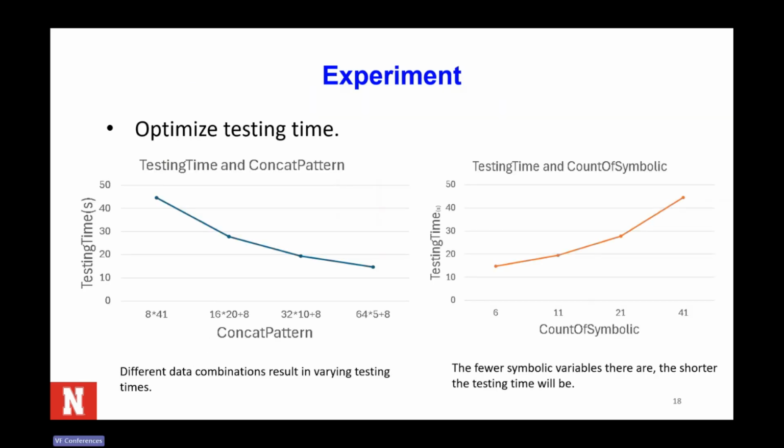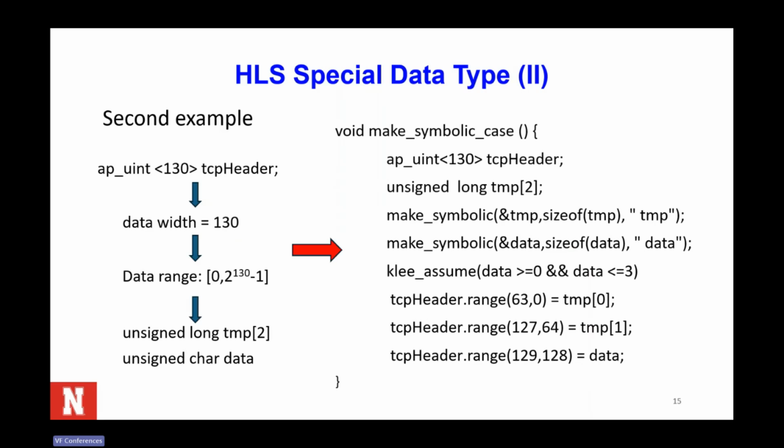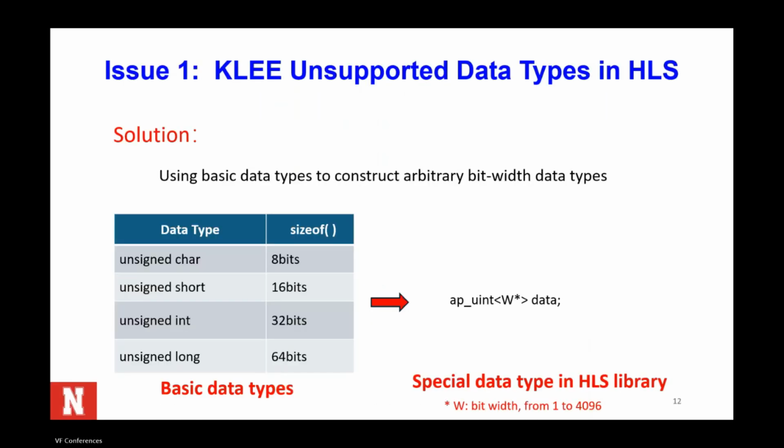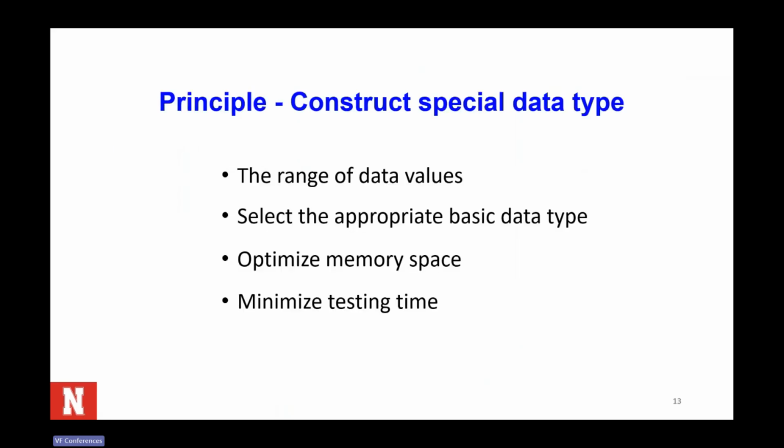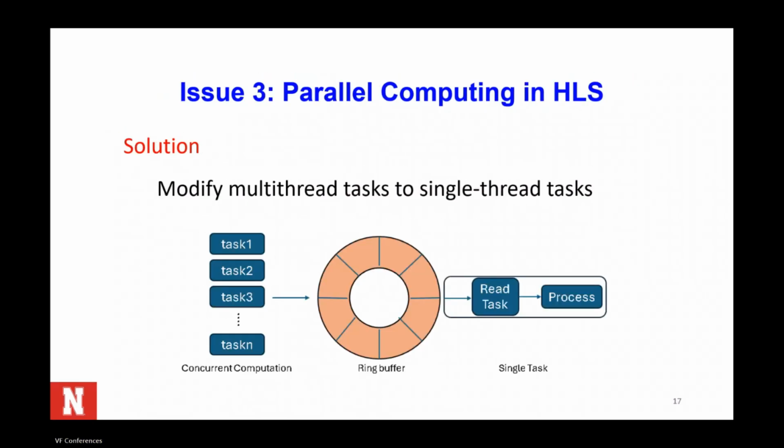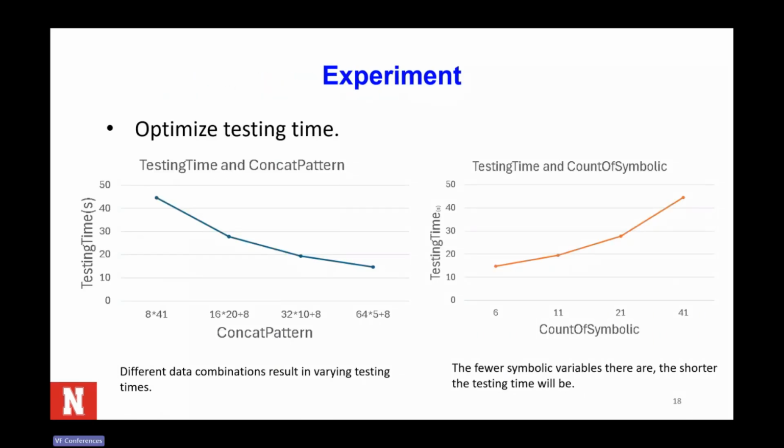We do the experiment to test which one is best. Why do we do this? Because you know there are a lot of basic data types. Which one is the best to construct the special data type? We do a lot of experiments to test which one is the best. First, we need to consider optimizing the testing time. Next, we need to consider the memory space.